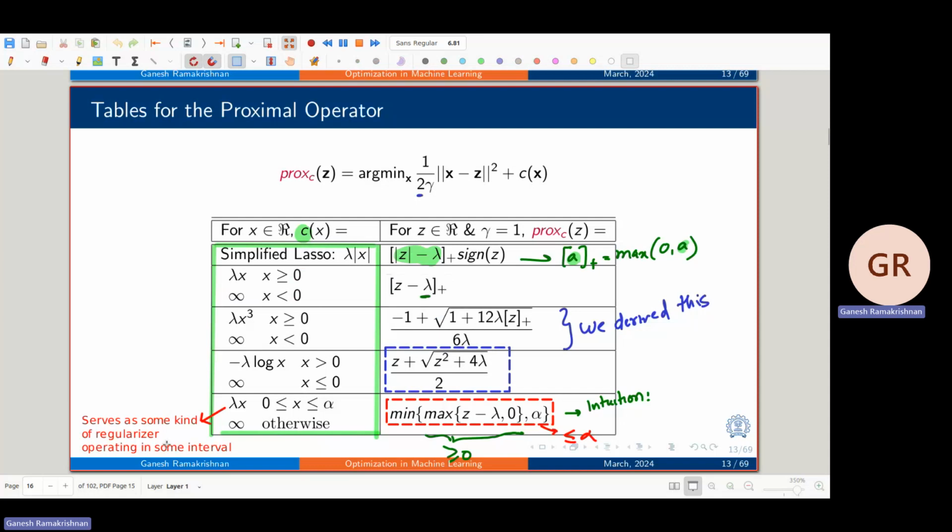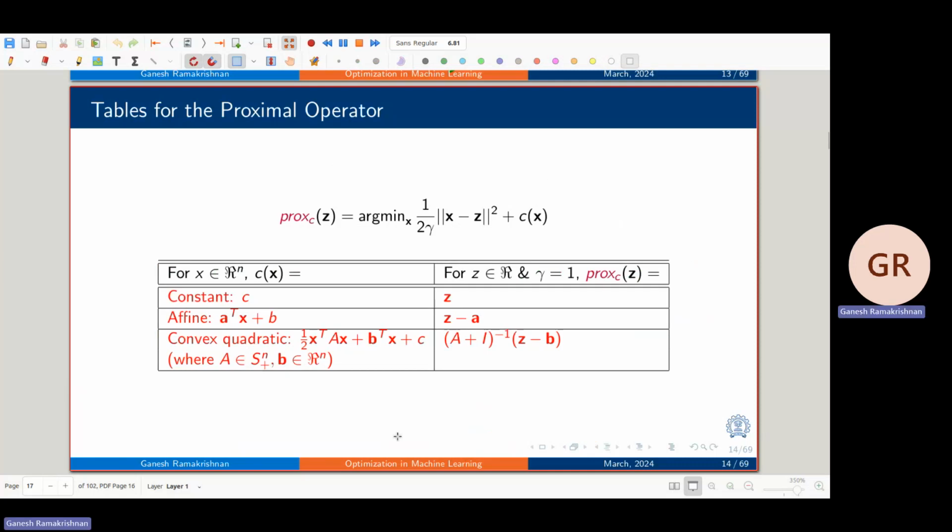The final one is a regularizer operating in some interval, and it's going to be less than or equal to alpha and greater than or equal to 0, and shrink the z by lambda otherwise. I'm sure now you're in a position to be able to solve these. You can do this for more complex settings as well. So constant is of course trivially the identity prox operator. But if it's affine, you'll just need to shrink by the transformation A, z minus A. If it's convex quadratic, as I said, these differentiable cases can become interesting when you're looking at compositions.